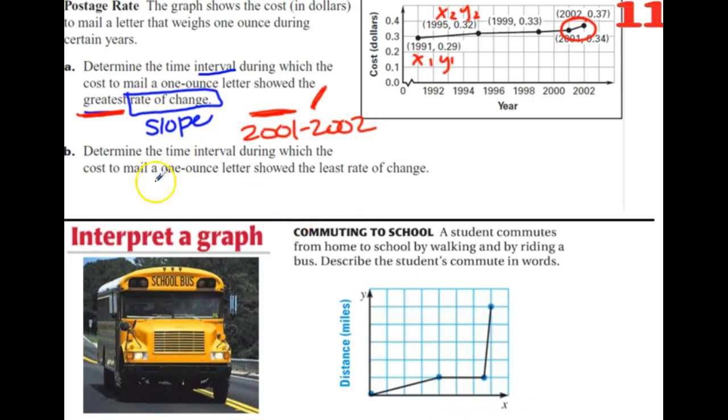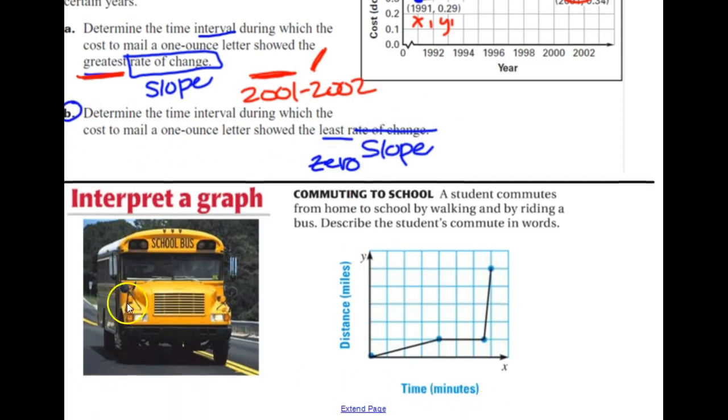Now, the second part, determine the time interval during which the cost to mail a 1 ounce letter showed the least rate of change, or the least slope. This is one that you have to solve. You would need to find the slope between here and here, find the slope between here and here, and find the slope between here and here. You'd have to find 3 slopes and tell me which ones were the least, or the closest to 0. I'm not going to tell you the answer to that one. I would like you to try that one on your own. But this last one, we will talk about.